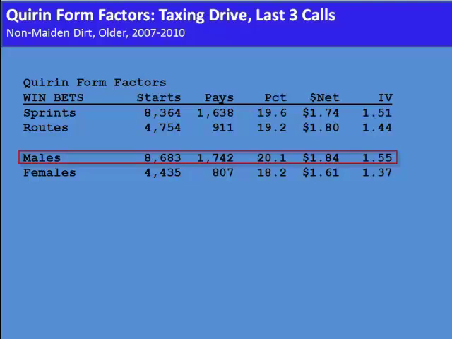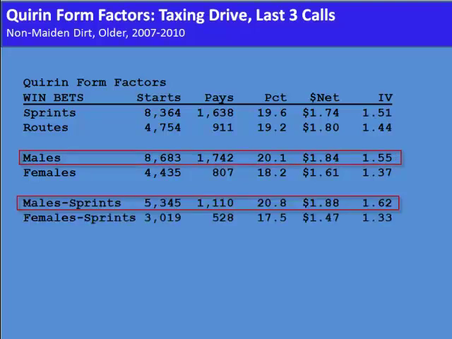But the surprising thing is now, here we break out sprint races by male and female, and what we find is the females simply cannot keep up. Well, their 133 impact value is just fine, but apparently they're much over bet because their dollar net is only 147, whereas the males have improved impact value and dollar net. I mean, they're only 6% from being even at $1.88.